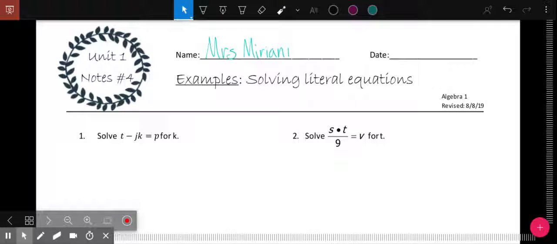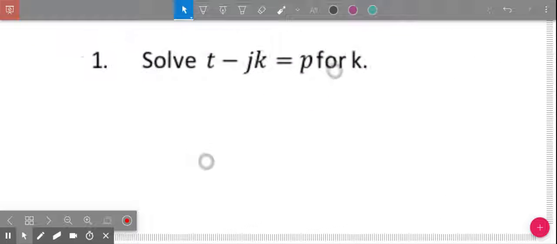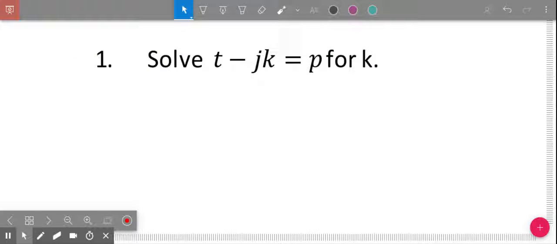All right, so today we're going to look at solving literal equations. Okay, so remember, our goal is still the same. We're still trying to get that variable all by itself. Okay, so if we look at number 1, it says solve t minus jk equals p for k. So the variable we're trying to get all on its own is k right here.